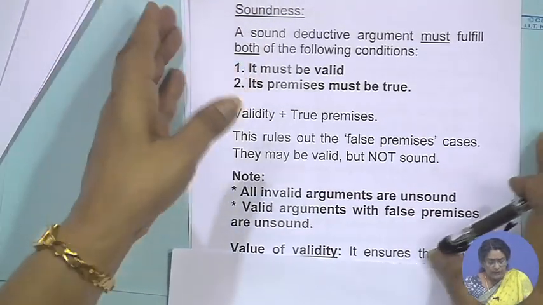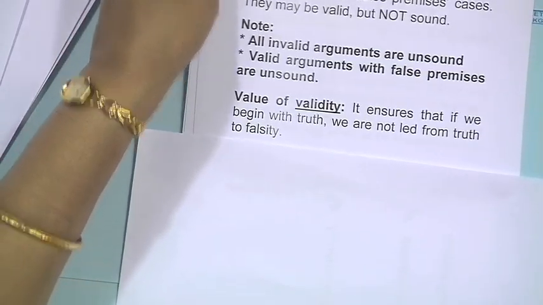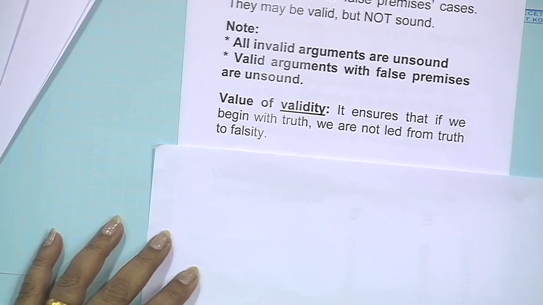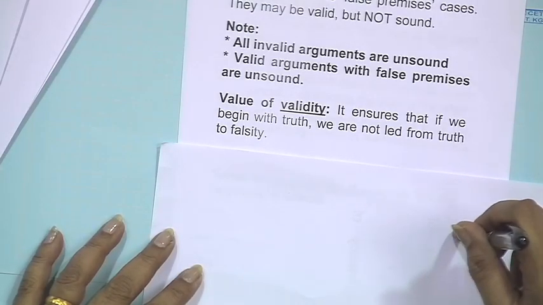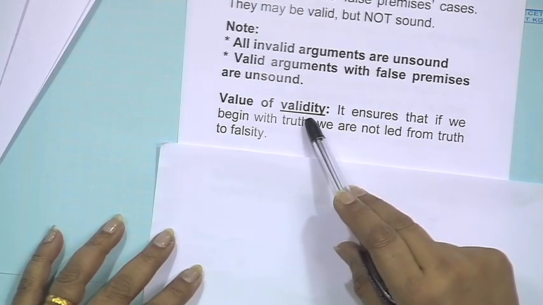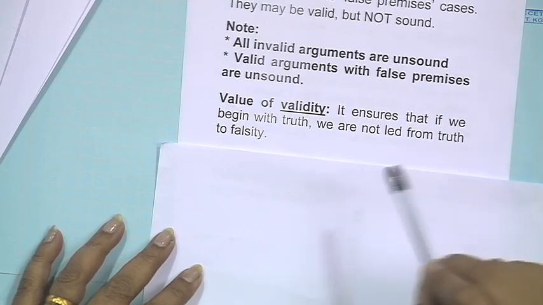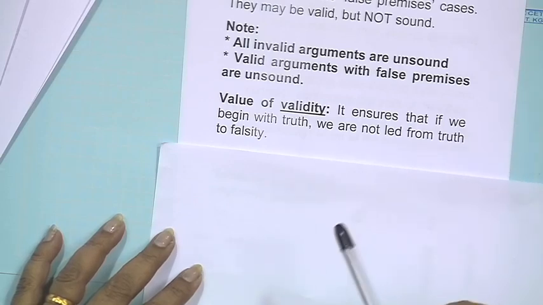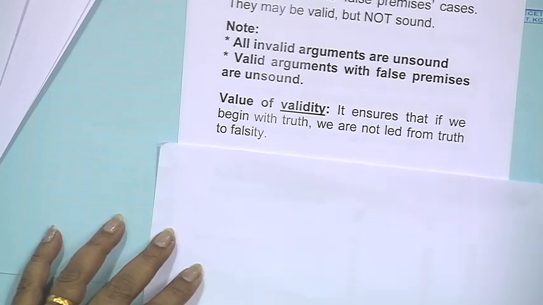Why are we looking into validity and soundness? Well, here is my insight to you. Why do we need validity? The answer is that if we begin with truth in the case of a deductive argument, validity ensures that we are not misled into falsity. Remember the definition of validity: if the premises are true, it is never possible that you will land in a false conclusion if the argument is valid. So, that kind of guarantee ensures that if we start with truth, we will not land in falsity.